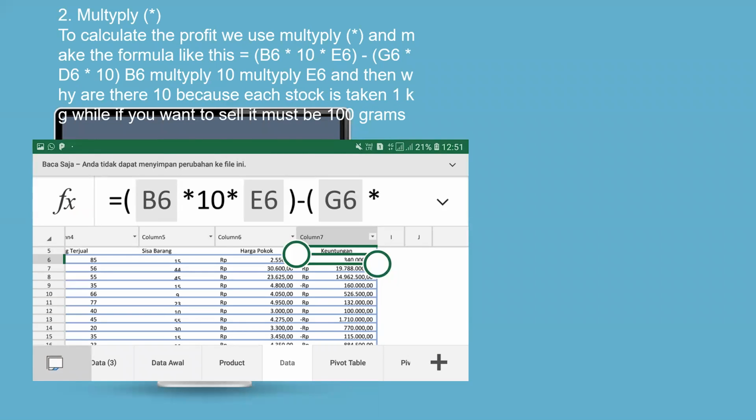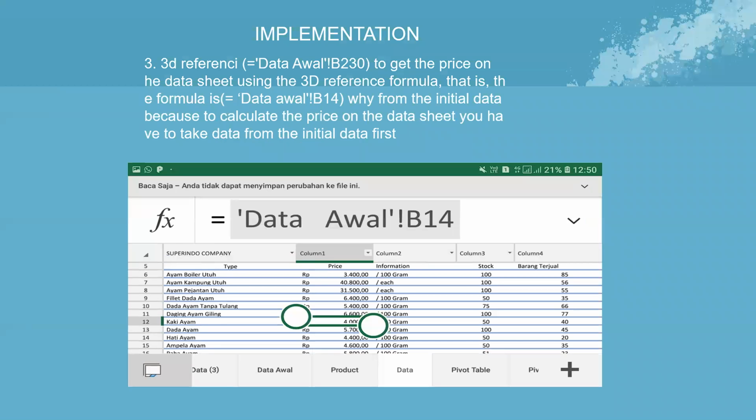On the next slide, there is multiply. To calculate the profit, we use multiply and make the formula like this. The formula uses multiply 10 multiply A6 minus G6, D6 multiply 10, B6 multiply A6. Why is there 10? Because each stock is taken 1 kilogram, and if you want to sell it, it must be 100 grams. Next slide.